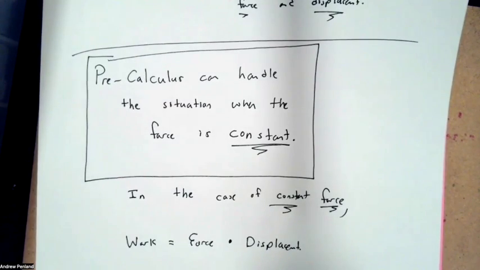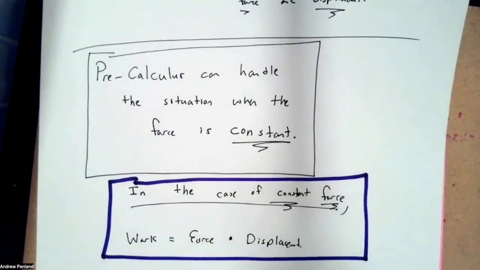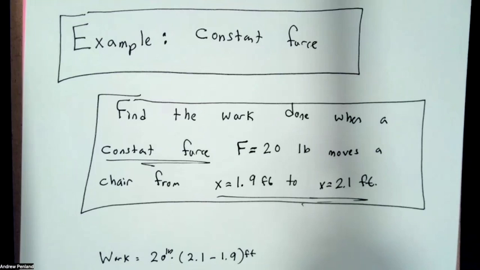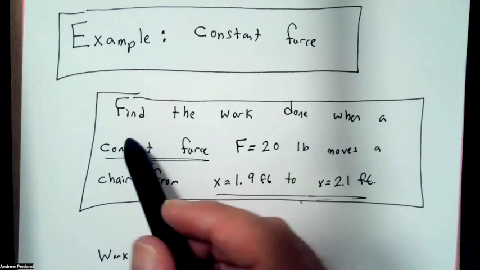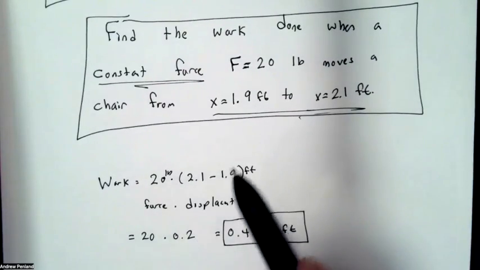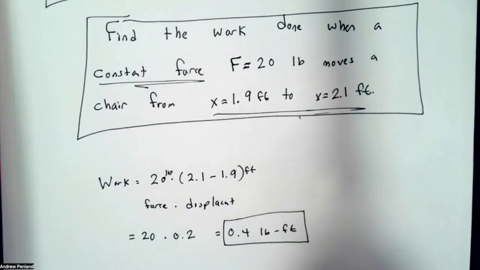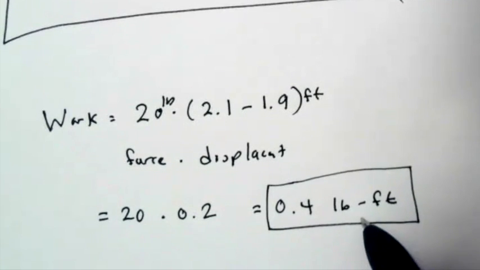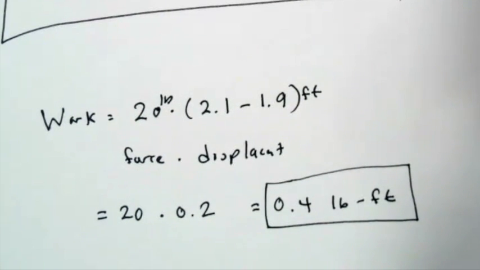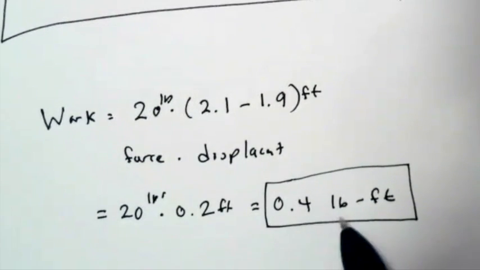It's really important that you recognize this is only true if we're dealing with a constant force. As an example of how to calculate work done by a constant force, suppose we have a constant force, 20 pounds, that moves a chair from x equals 1.9 feet to x equals 2.1 feet. Because this is a constant force, the work is just equal to the force times the displacement. We take our force of 20 pounds and multiply it by our displacement of 0.2 feet, which is 2.1 minus 1.9. Notice when we multiply pounds times feet, we'll get units of pound feet, which is the US system units for work done. So 20 pounds times 0.2 feet will give 0.4 pound feet.